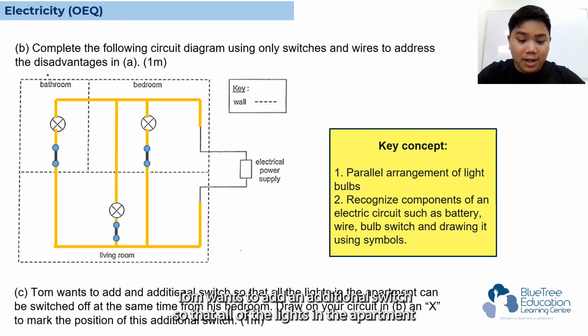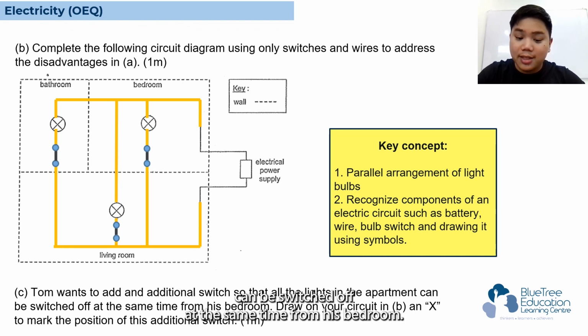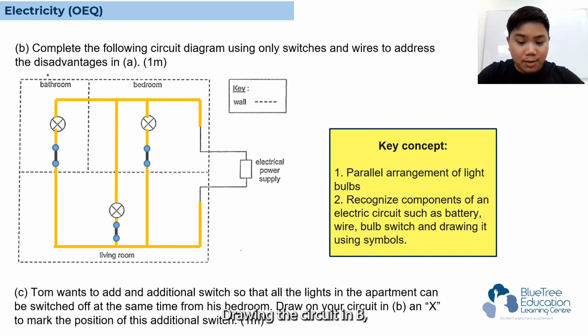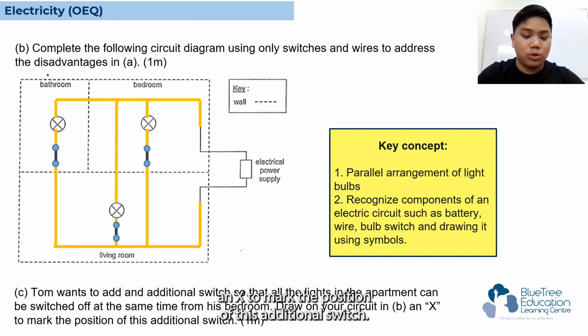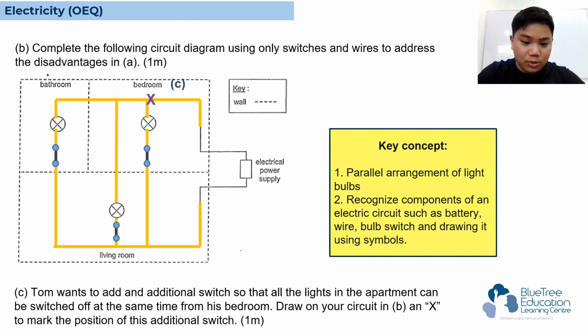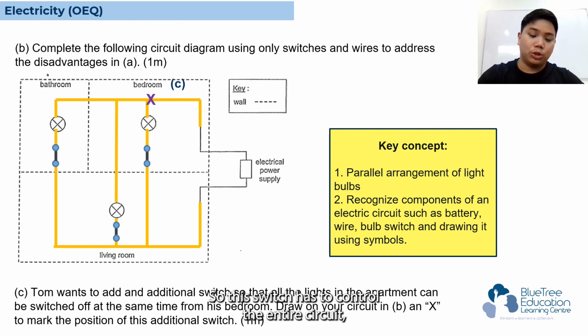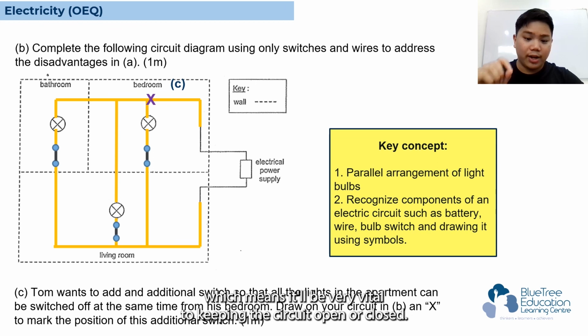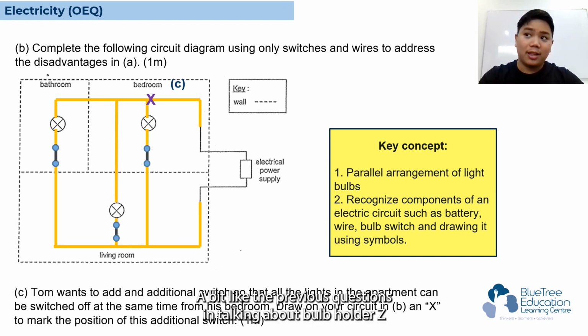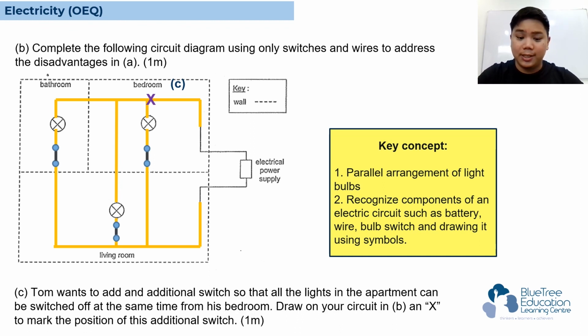Tom wants to add an additional switch so that all the lights in the apartment can be switched off at the same time from his bedroom. Draw on the circuit in B an X to mark the position of this additional switch. This switch has to control the entire circuit, which means it will be vital to keeping the circuit open or closed. A bit like the previous question talking about bulb holder Z.